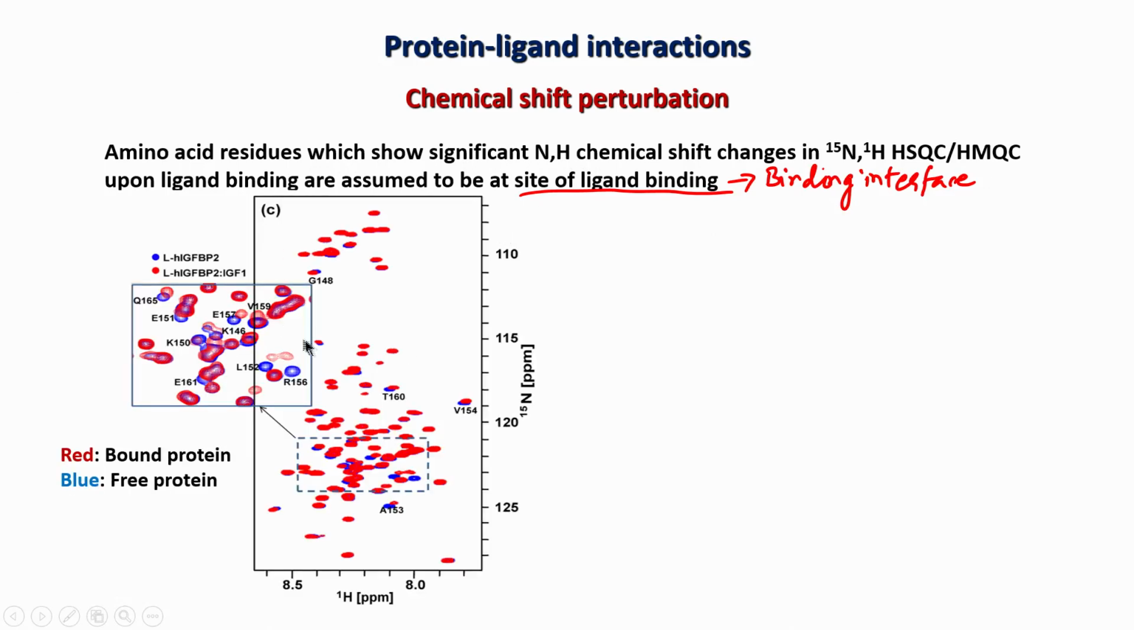This is a real case example of a protein. This is an HSQC spectrum, N15 proton, and the red color is the bound protein and the blue color is the free protein. Free means the normal protein, and after adding the ligand the peaks have moved. If you zoom into this dotted box, you can see shifts happening. Shift means they are moving. So, the blue has moved here, this blue has moved there, and so on. These are the changes happening in the HSQC spectrum of this protein when the ligand was added.